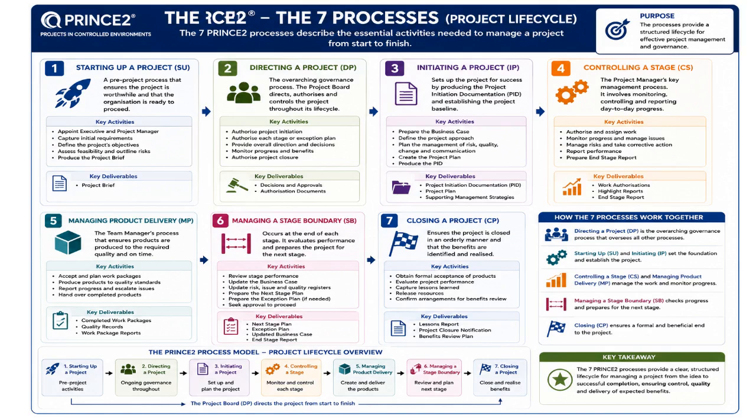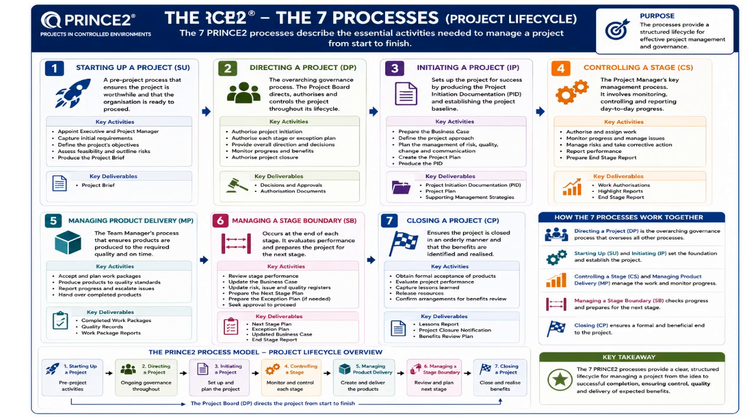The fourth process is controlling a stage, abbreviated as CS. This is the project manager's primary operational management process. During this stage, work is authorized, progress is monitored, issues and risks are managed, corrective actions are implemented where necessary, and performance is reported to stakeholders and the project board. This process ensures day-to-day project activities remain aligned with plans, tolerances, and objectives.